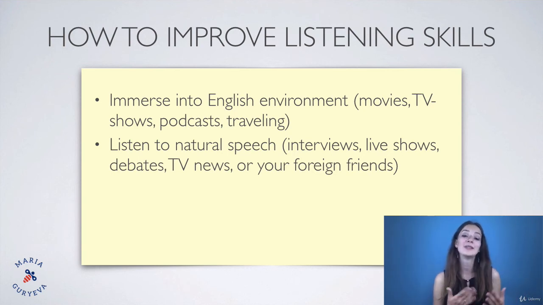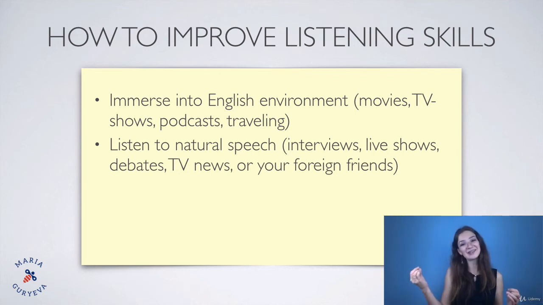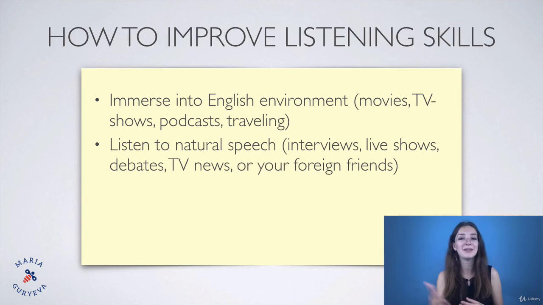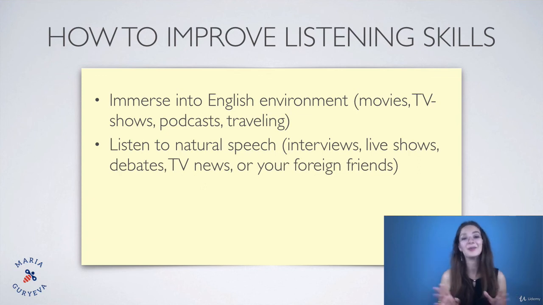Sometimes it's very good to listen to natural speech, such as interviews or live shows or TV news, or some of your foreign friends who are just improvising, because natural speech is going to be very different. People don't care about their speaking abilities, they don't care about how well they talk, and it really increases your listening abilities when you start to listen to natural speech and then you make progress and you start understanding it. It's much more difficult than the movies and TV shows and podcasts, of course, but it's going to help you a lot. It's going to get you so familiar with the language. So yeah, devote some time to listening to natural speech as well.